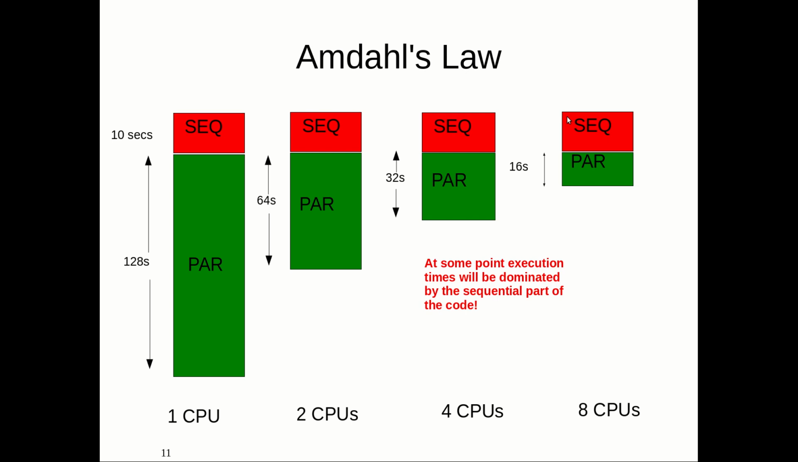So the bottom line here is, as every program has some inherently sequential part that cannot be further parallelized, at some point the execution times will be dominated by the sequential part of the code. This is very important, meaning that if I have 200 cores and I have a parallel program and I run it on those 200 cores, it will not be 200 times faster.